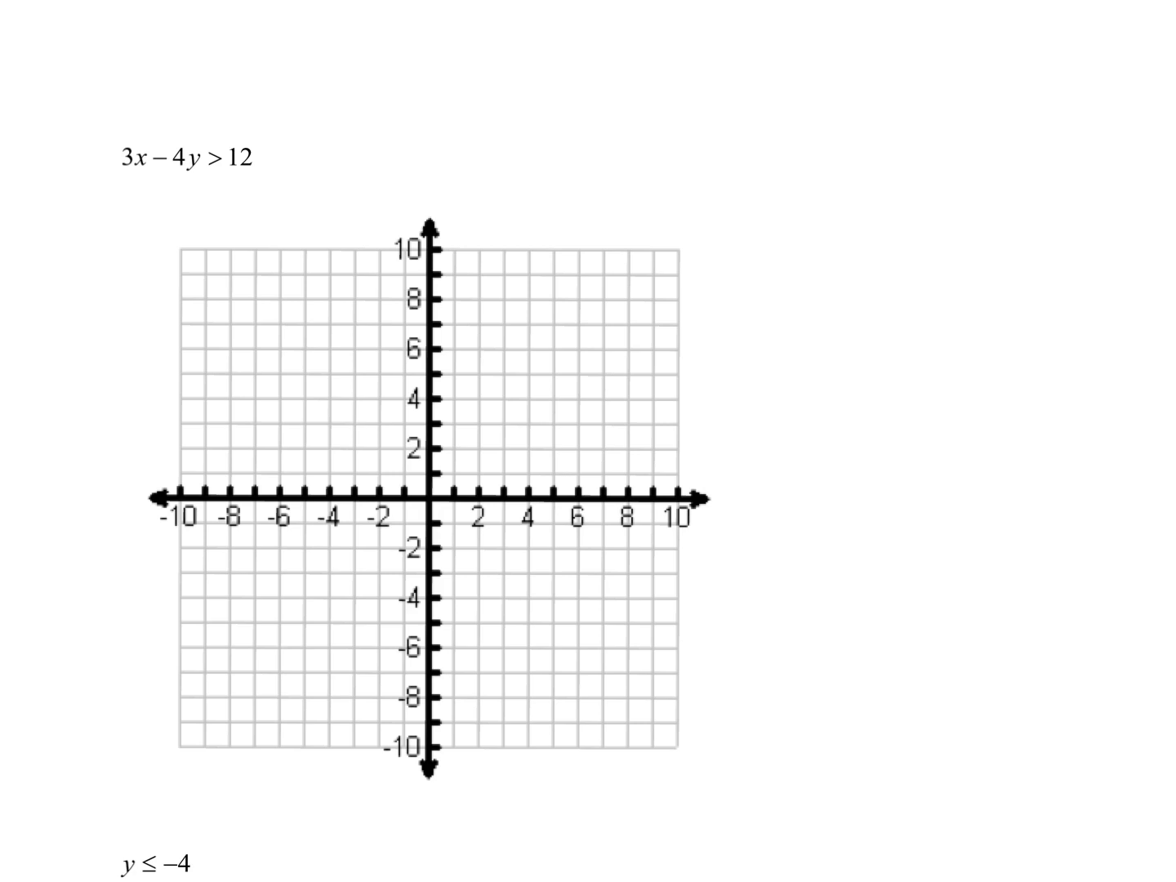Okay, so next we have 3x minus 4y is greater than 12. I have to get it in my mx plus b form, so I'm going to subtract 3x. So we get negative 4y is greater than negative 3x plus 12, then we're going to divide everything by negative 4. An important thing to remember here: if I multiply or divide an inequality by a negative number, I have to remember to flip the inequality. So it's going to be y less than, and then negative 3 over negative 4 is positive 3/4 x, and then minus 3.